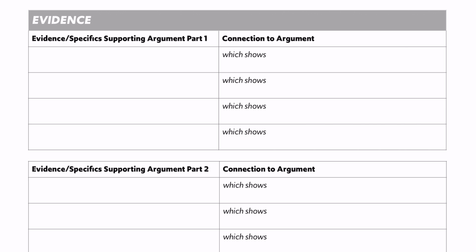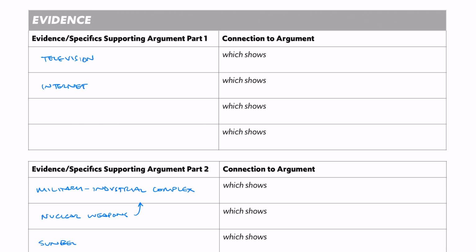So with respect to the first part of my argument, the communication technologies, I think of the television and internet. And then with respect to the second part of my argument, which has to do with the fusion of the military and industrial output, here's the evidence I think of. I think of the military-industrial complex that Dwight Eisenhower warned about. I think of the nuclear weapons that were produced for the arms race, which is just kind of an illustration of the military-industrial complex. And I think about the Sun Belt migration.